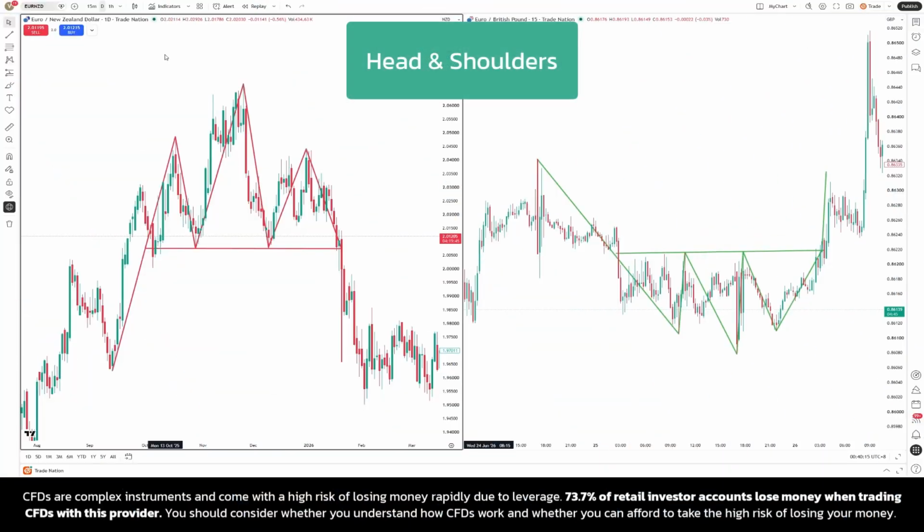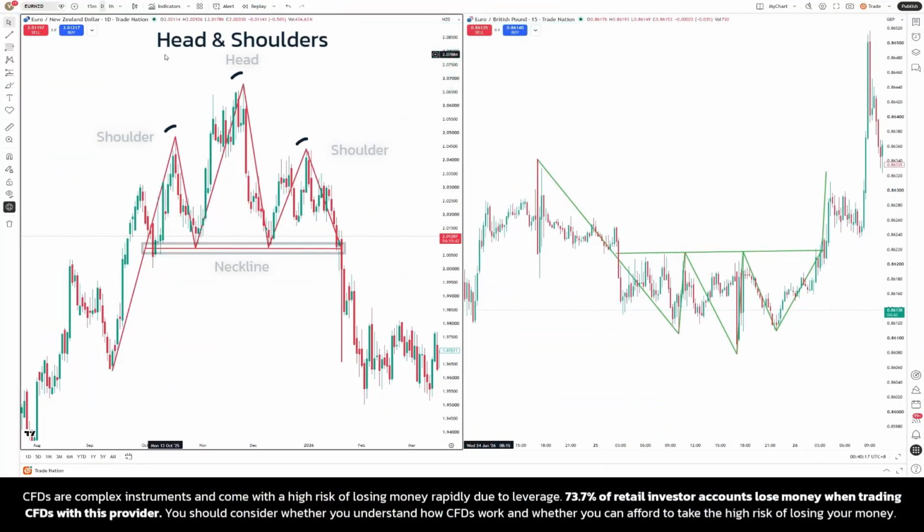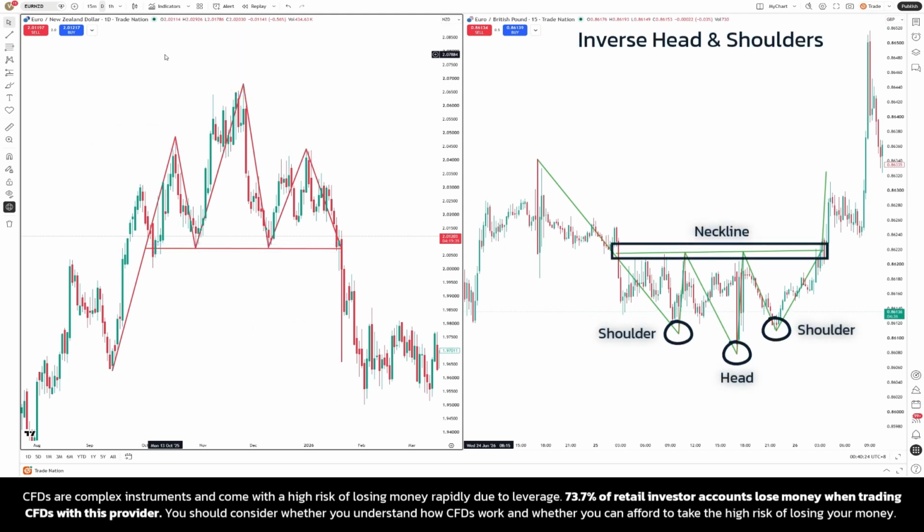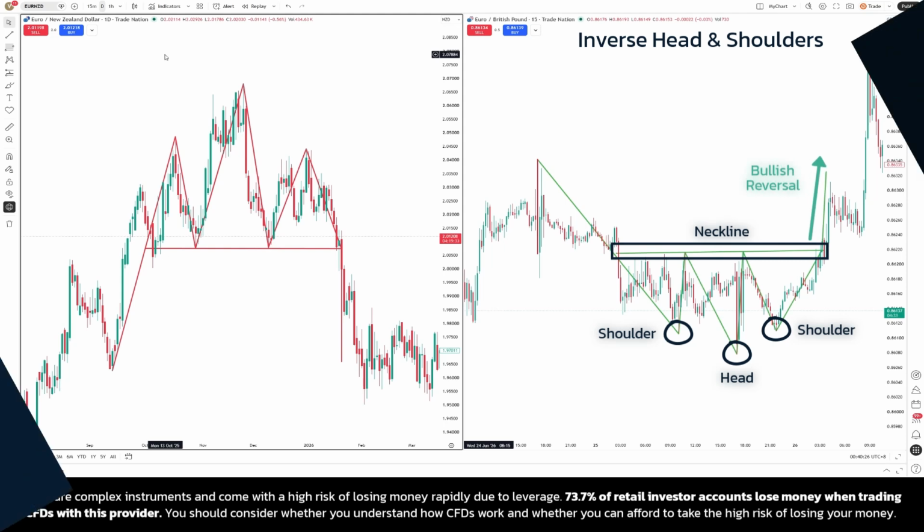Head and shoulders is another widely recognized structure. It shows a transition from bullish to bearish conditions, with a higher peak followed by a lower high. The inverse version reflects the opposite, where selling pressure fades and buyers begin to regain control.